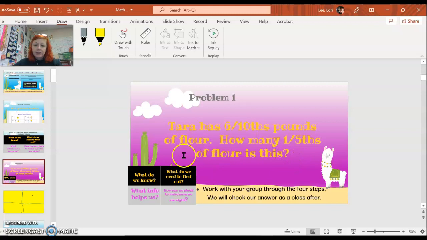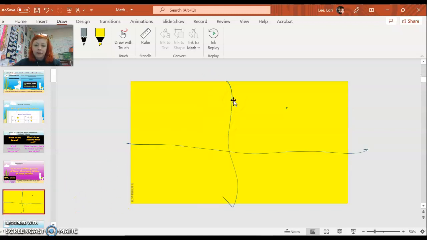Tara has 6/10 pounds of flour. How many 1/5 is this? So if I was doing this on a piece of paper like this, I would say, okay, she has, oops, let me put it on drawing. She has 6/10. And they want to know how many fifths.